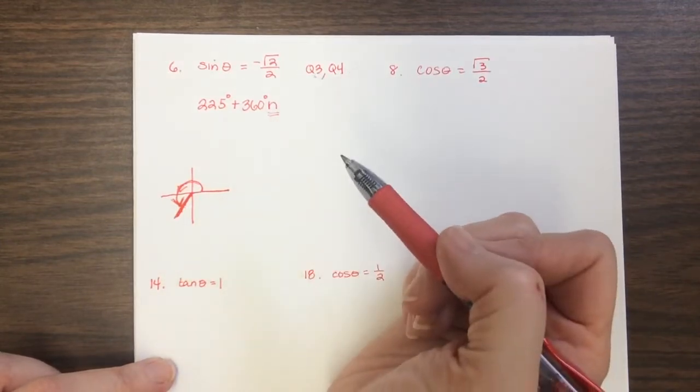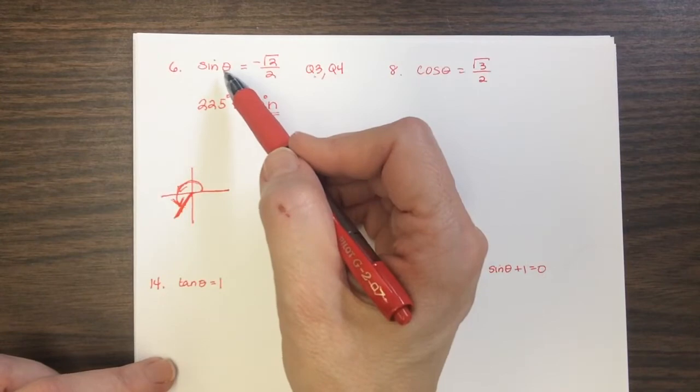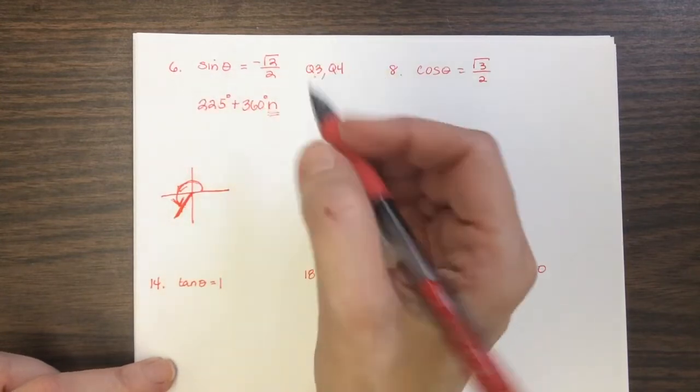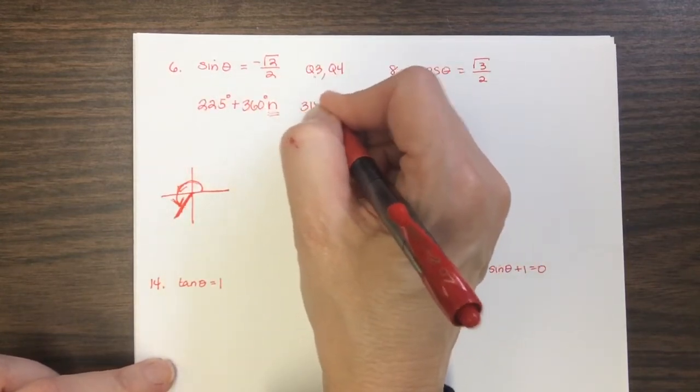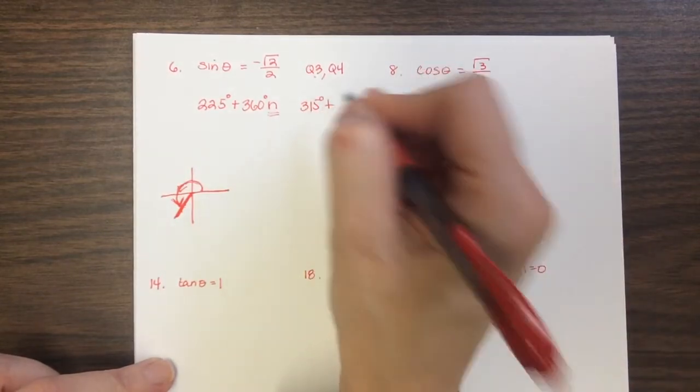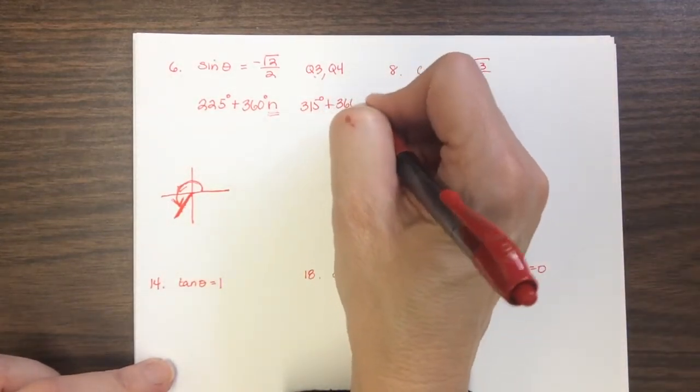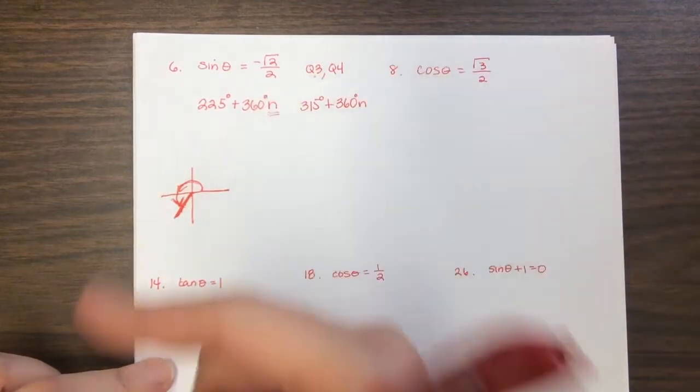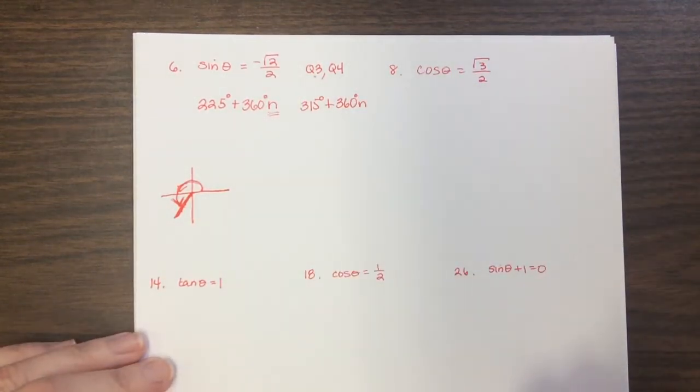What about quadrant 4? For quadrant 4, my angle is going to be 360 minus 45, which is 315 degrees. And then if I want all solutions, I'm going to do the same thing. I'm going to add 360 times an integer. And that's going to give me all the solutions to that equation.